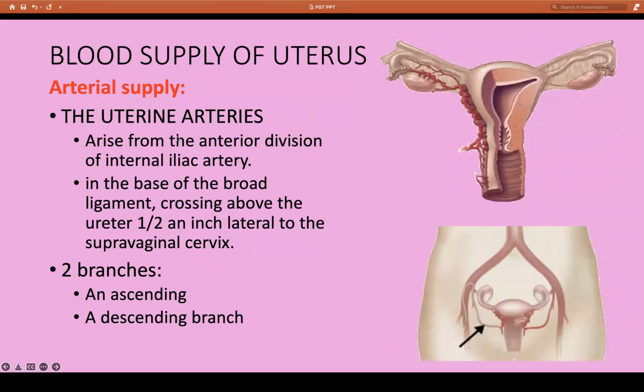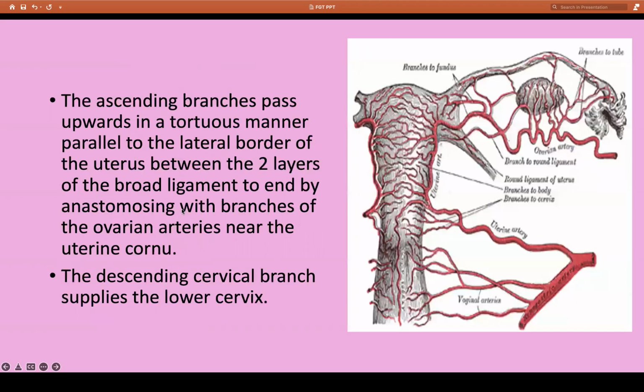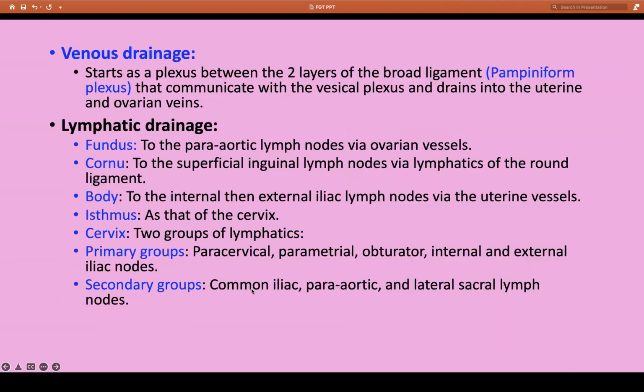Blood supply of the uterus: arterial supply is from the uterine arteries that arise from the anterior division of the internal iliac, you can see here, and at the base of the broad ligament cross above the ureter, half an inch lateral to the supracervix. Then it makes two branches, ascending and descending, to supply the uterus. The ascending branch passes up in a tortuous manner, and the descending branch supplies the lower cervix. Venous drainage: forms the pampiniform plexus in the broad ligament and drains into uterine and ovarian veins.